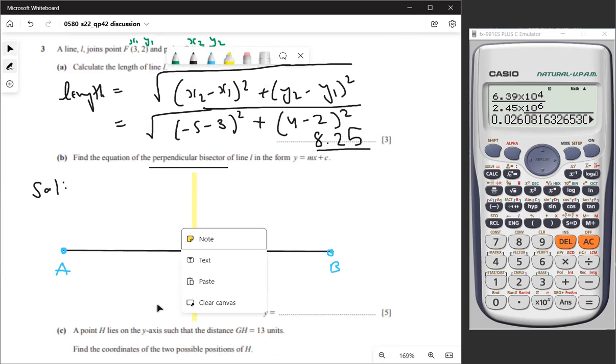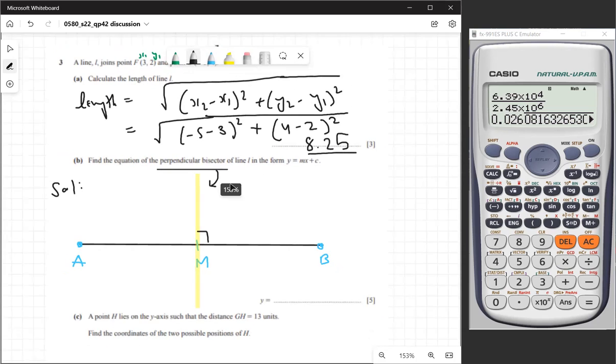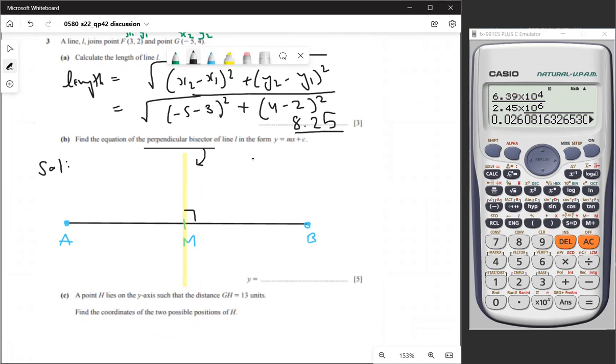The line which is 90 degrees at the center, at the midpoint. Now, how do I find the equation of this line? This is the perpendicular bisector. I remember him doing something. First he found the coordinates of M, then he found the gradient. First thing, let's start here. First, we'll find the midpoint.